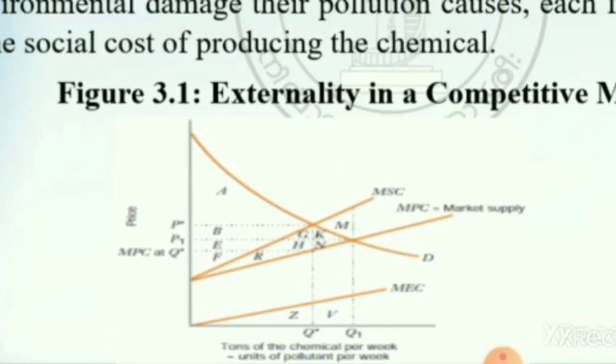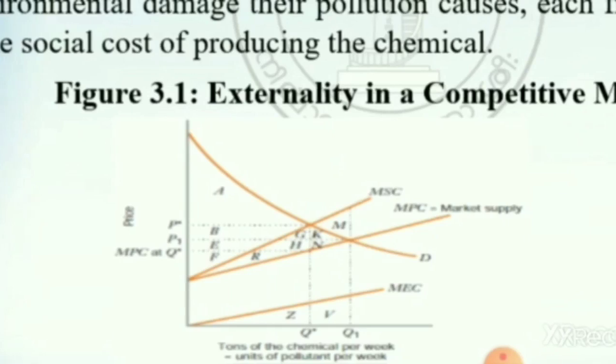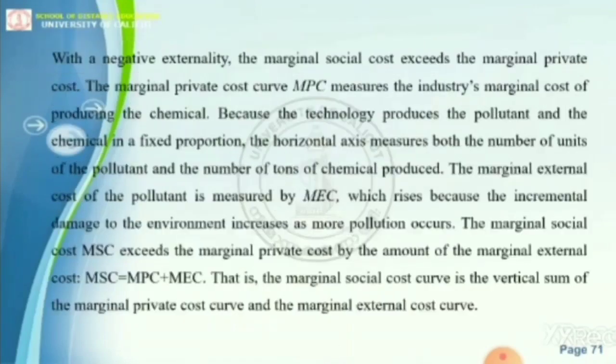That means when the demand curve is a downward sloping curve, with the MSC, MPC and MEC, so the summation of the MSC, MPC and MEC, we have the Q1 level of pollution.